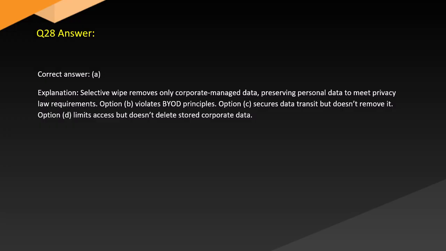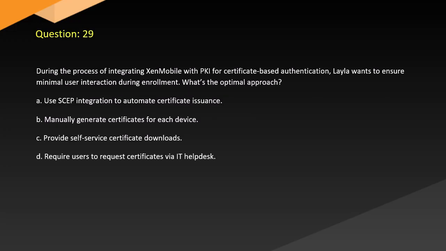Question 29. During the process of integrating XenMobile with PKI for certificate-based authentication, Layla wants to ensure minimal user interaction during enrollment. What's the optimal approach? A. Use SCEP integration to automate certificate issuance. B. Manually generate certificates for each device. C. Provide self-service certificate downloads. D. Require users to request certificates via the help desk.